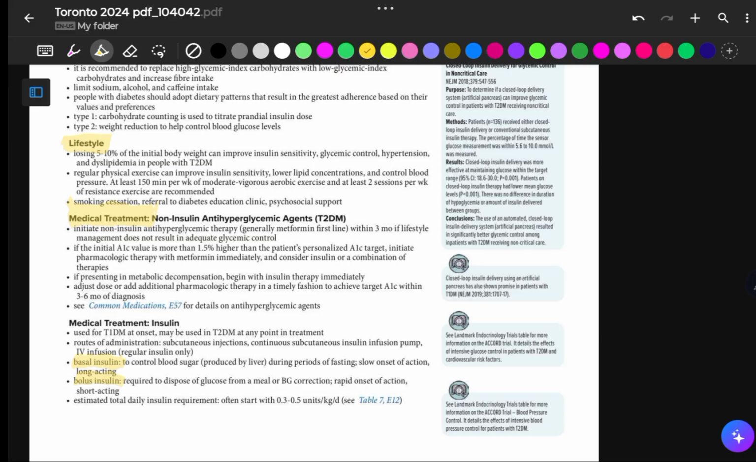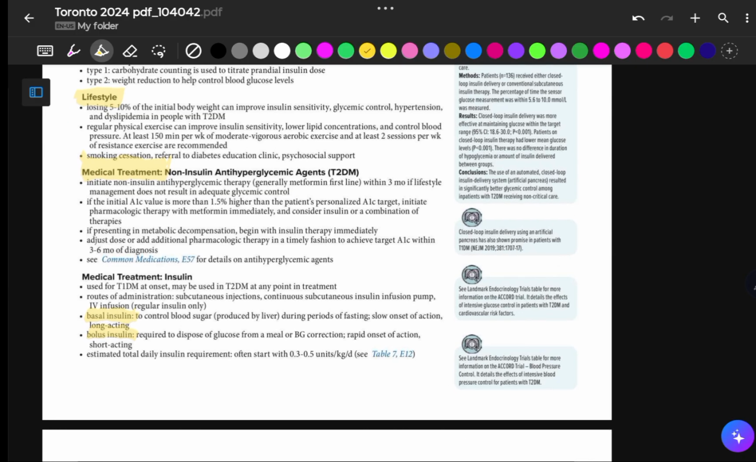For type 1 diabetes, it is going to be insulin. Insulin is used for type 1 diabetes at onset. For type 2 diabetes, you can wait for 3 months, starting with lifestyle modifications and diet. But for type 1, you start with insulin at onset. Insulin may also be used in type 2 diabetes at any point in the treatment. You start with metformin, and maybe later on if the patients still do not improve with metformin alone, then you might need to add insulin.